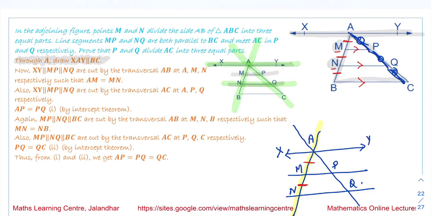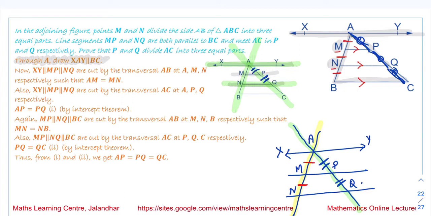each other. Now this is also a transversal over here. So by the intercept theorem, these lengths are also equal to each other. That is, AP is equal to PQ. You get that? AP is equal to PQ.